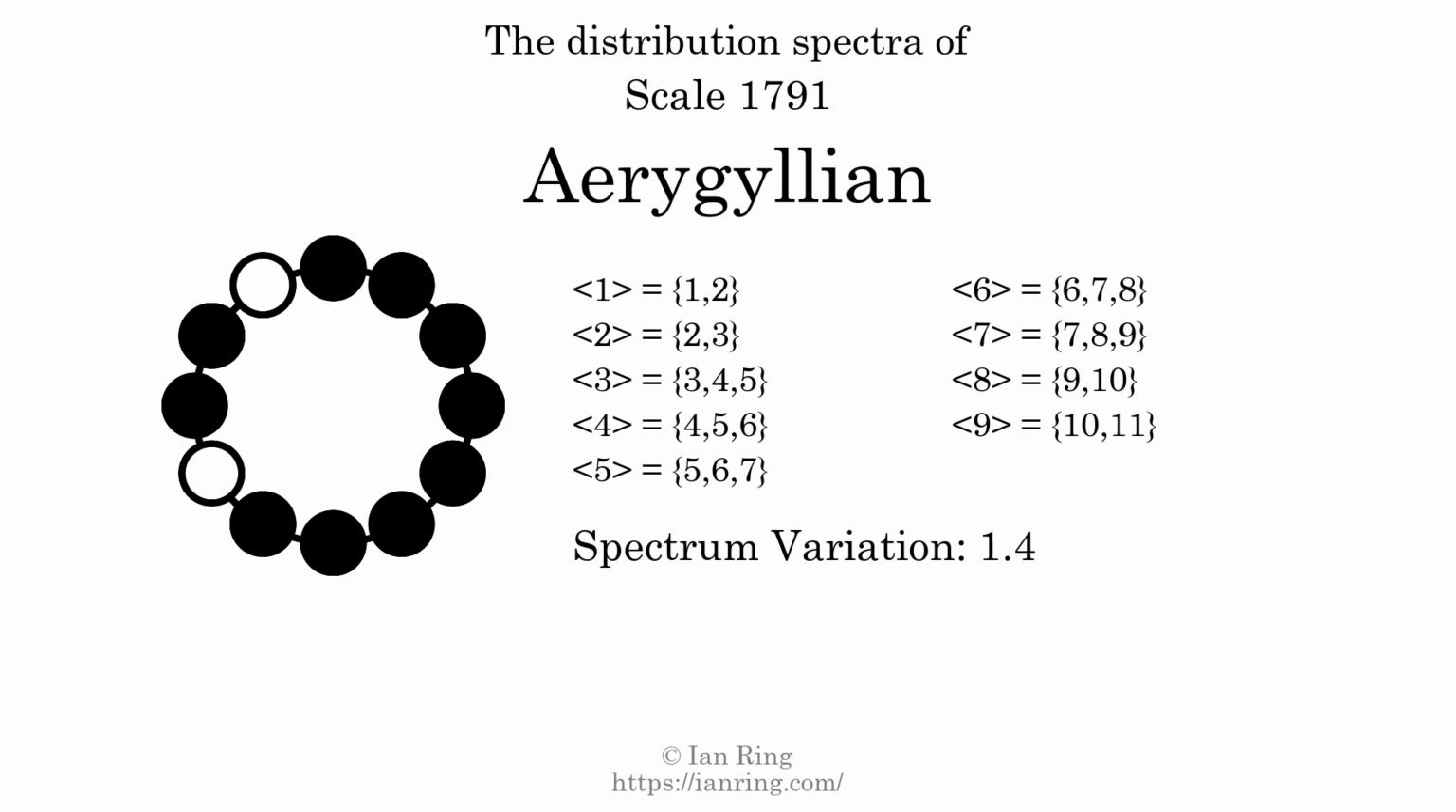The spectrum variation is the sum of all the widths, divided by the number of tones. The spectrum variation of this scale is 1.4. Since the variation is greater than 0, this indicates that the scale is not perfectly even. The highest spectrum width is 2.